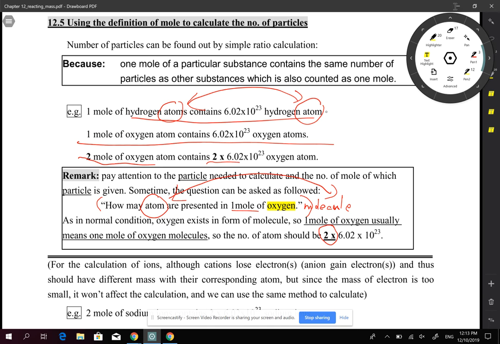In multiple choice questions, take care of which particles you need to calculate and which particles are given. What is the relation? You are given the number of molecules, but you are asked to calculate the number of atoms. Then try to figure out the relations. You may need to multiply by 2 or by other factors. Okay?